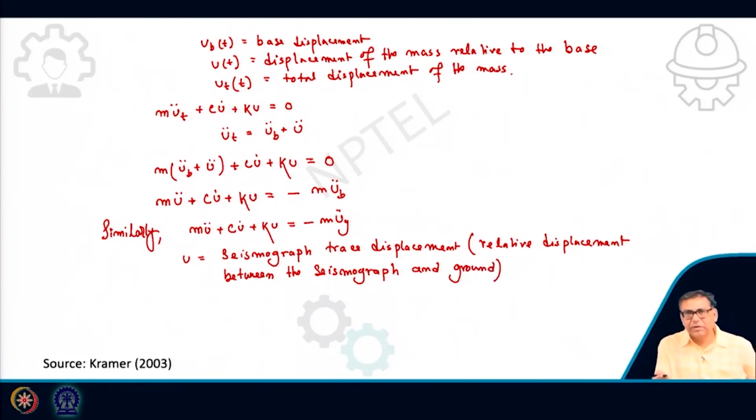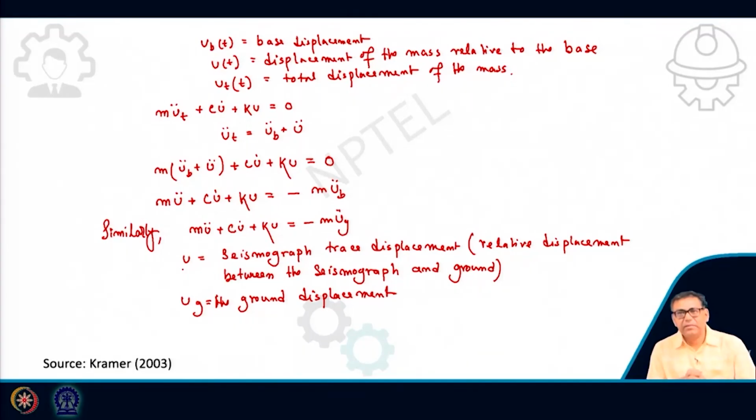This u is also the relative displacement of the mass. The relative displacement of the mass and the base. So here also u is the seismograph trace displacement, that is the relative displacement between the seismograph and the ground, and u_g is equal to the ground displacement. Now this is your basic equation, where u is the relative displacement between the seismograph and the ground, and u_g is the ground displacement.